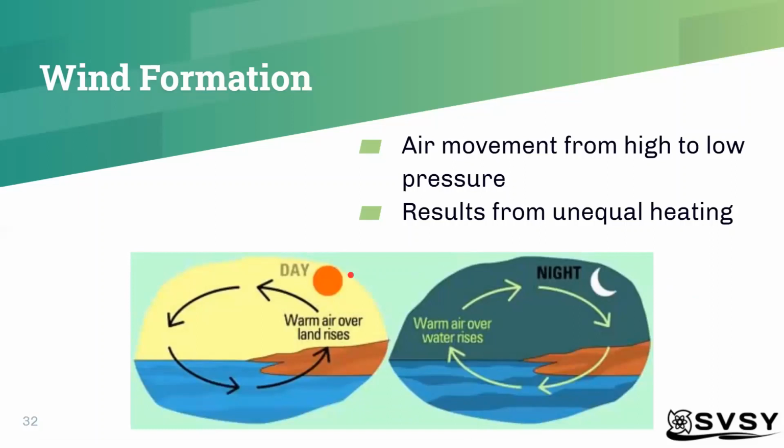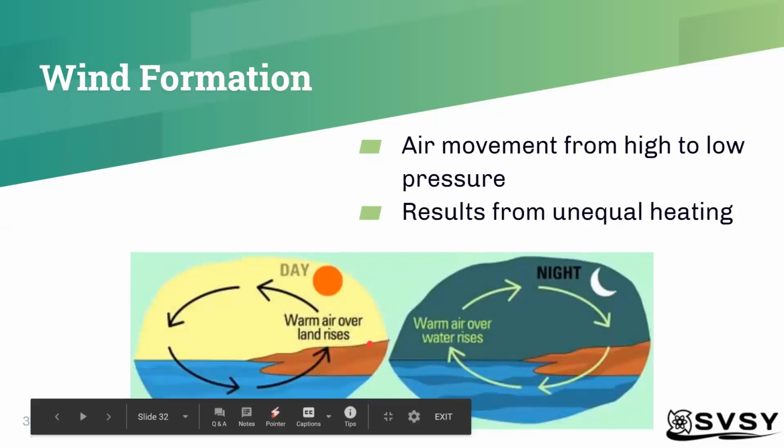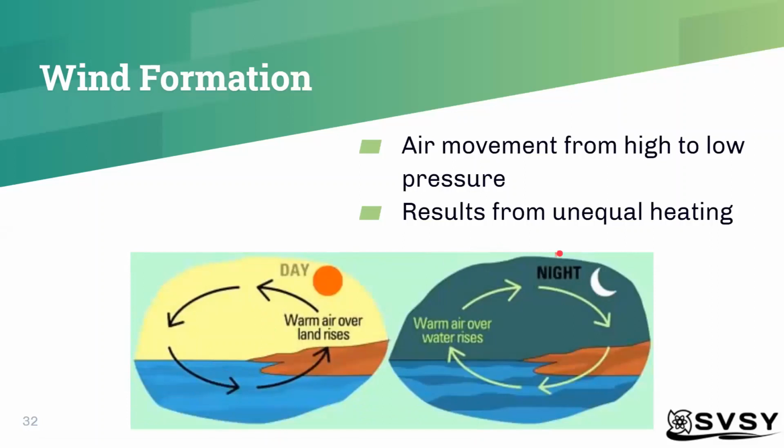So that's why in this example, during the day, the land warms up a lot more quickly than the water does. So the warmer air gets less dense, it rises, cools, and it becomes more dense, and there is a convection cell or convection current. And then the opposite thing happens at night.